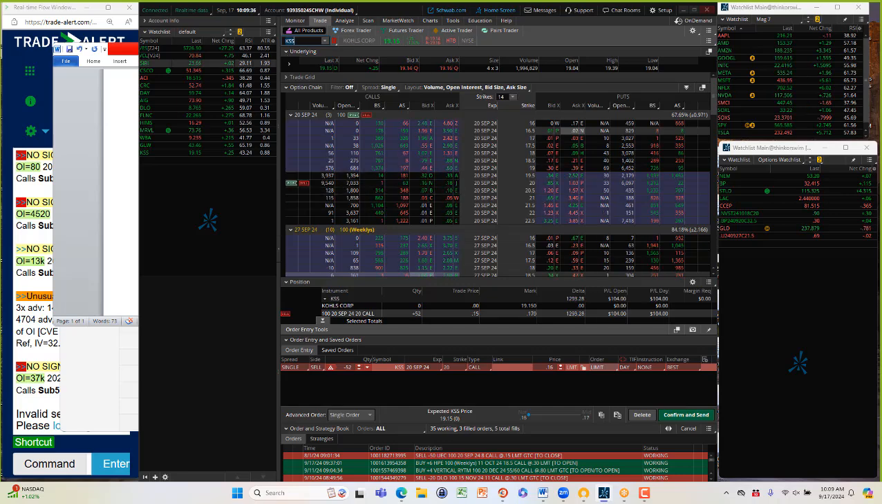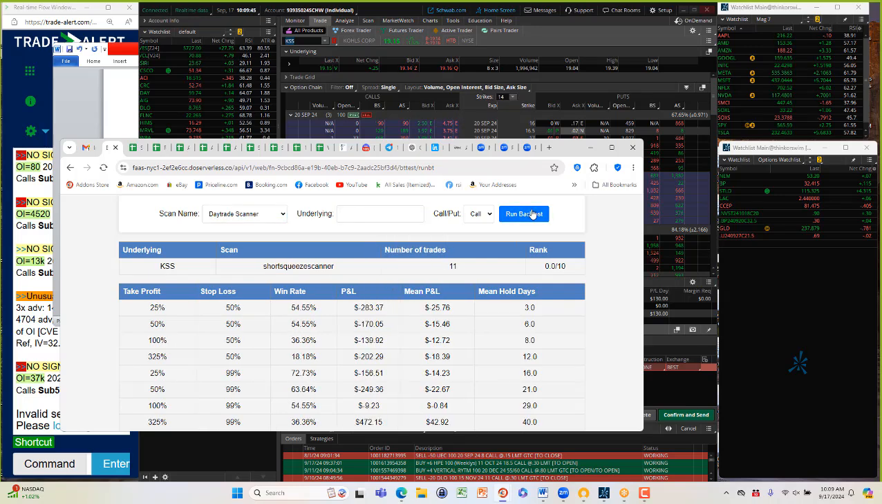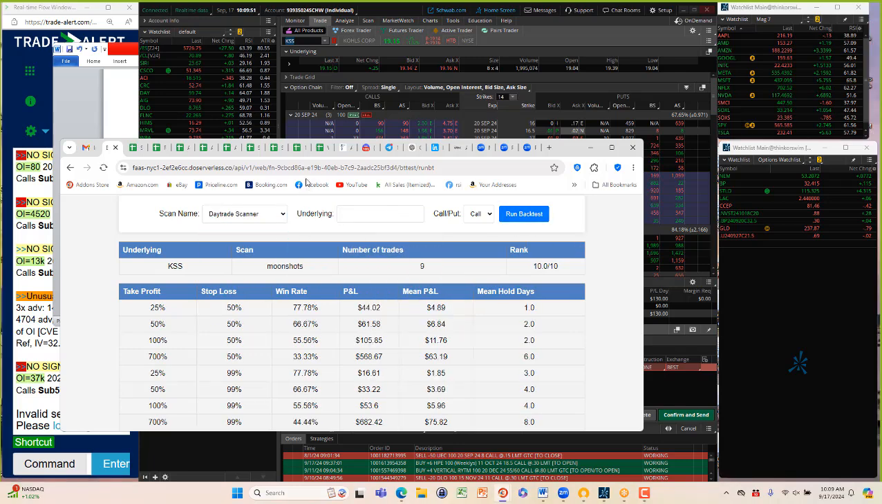We actually see more calls being bought. Now they're buying the 19.5s, guys. So now on Moonshot Scanner, they're buying the 19.5s. So that's good too. It's a 0 out of 10. That's short squeeze. Let me go to KSS here. This might be a bonus trade. This is a 10 out of 10.